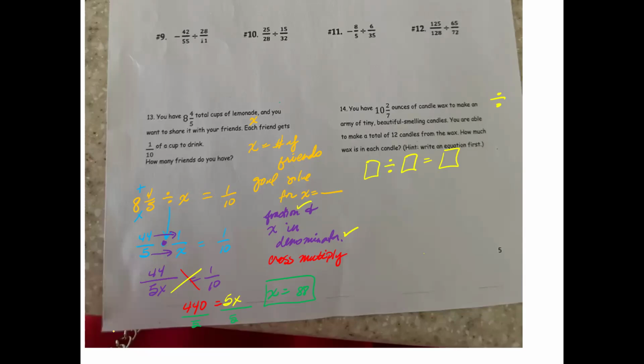No, 10 and 2/7 ounces is the total amount of wax you have. You want to make 12 candles. 12 is the second number. And what's the first number? The question is, how much wax is in each candle?